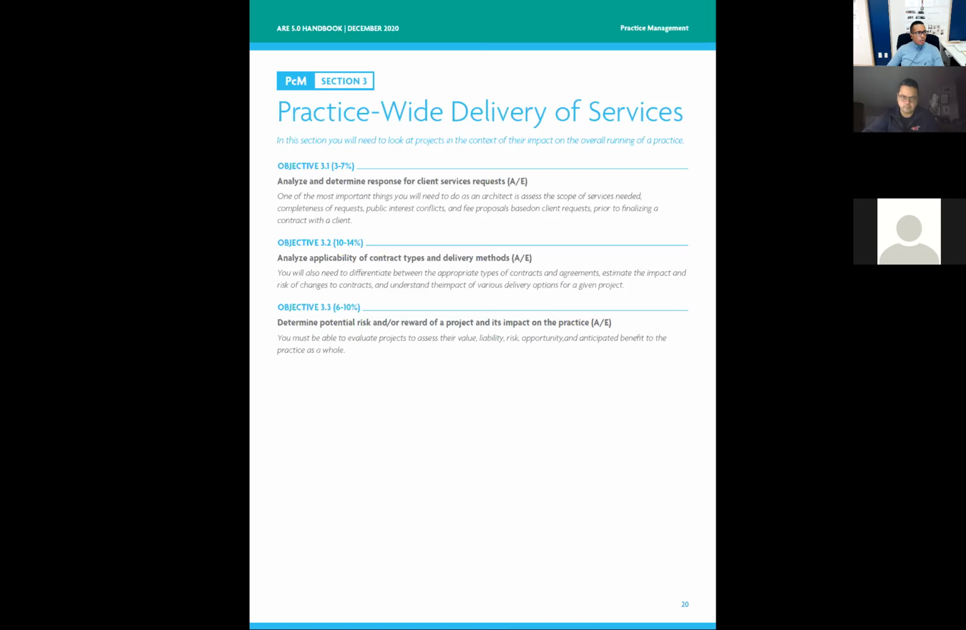So that's that. Section 3.1, one of the most important things you will need to do as an architect is assess the scope of services needed, completeness of requests, public interest conflict, and fee proposals based on the client's request prior to finalizing a contract with the client.